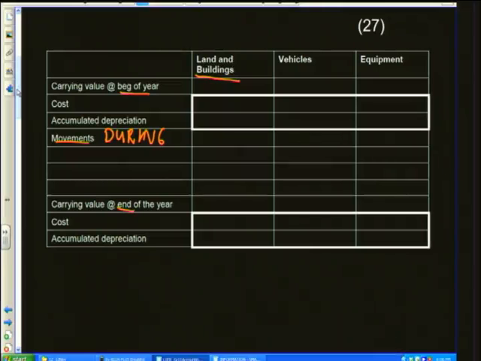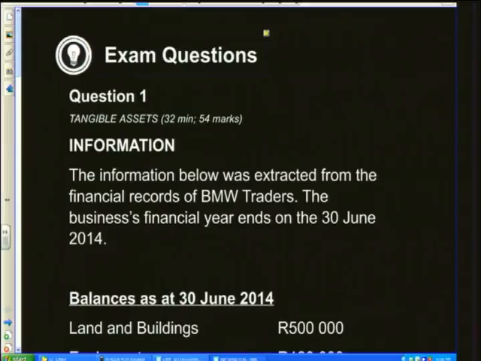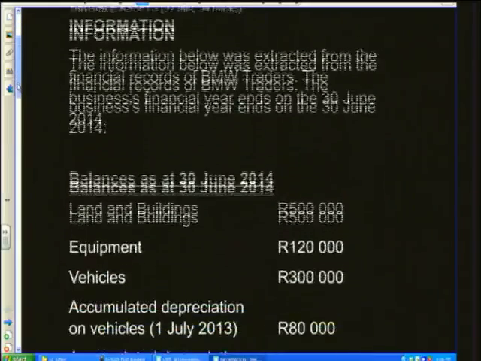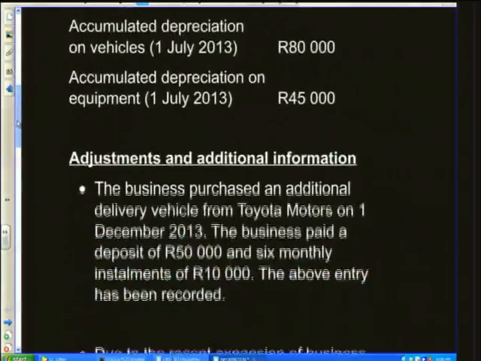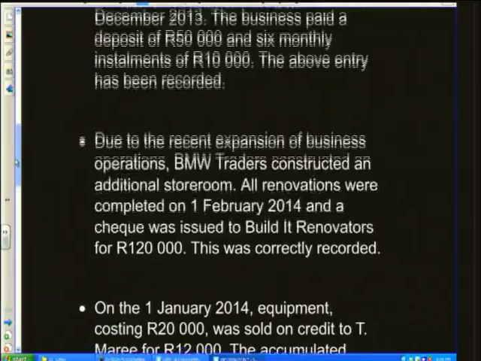Okay, so remember, we're starting off with land and buildings. Let's go back to our information. From our info, we've picked up the following in terms of land and buildings. The balance as at 30th of June 2014, land and buildings has a balance of 500,000. And the additional information in terms of land and buildings, let's get to that.